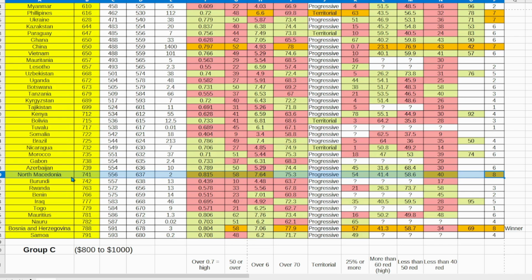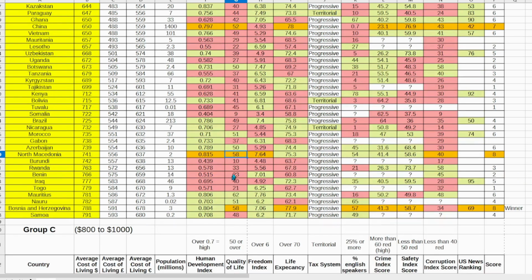So we then come to North Macedonia, which has a score of 8. So the human development was 0.815. And the quality of life score is 58 out of 100, which is not the best, but it meets our criteria. And we have a Freedom Index score of 7.64, a life expectancy of 75.3.